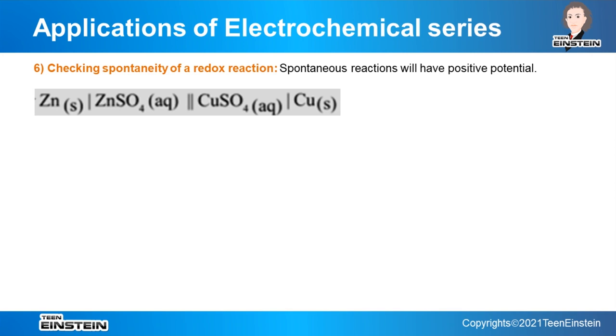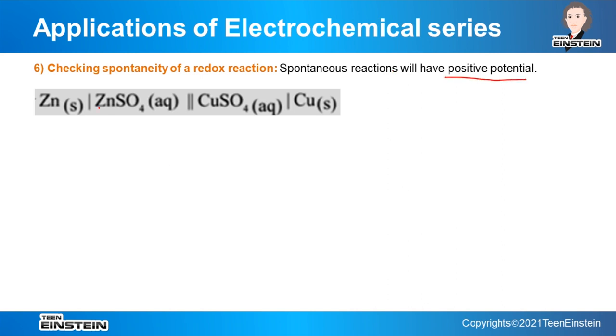Now the sixth application, this is very important, and you will find numericals regarding this application very frequently: checking the spontaneity of a redox reaction. So suppose some overall reaction is given, or here you can see some cell representation, which is nothing but one type of galvanic cell. This is a Daniell cell actually. So whether this process is spontaneous or not, we can predict from the electrochemical series. So remember, spontaneous reactions will always have positive potential.